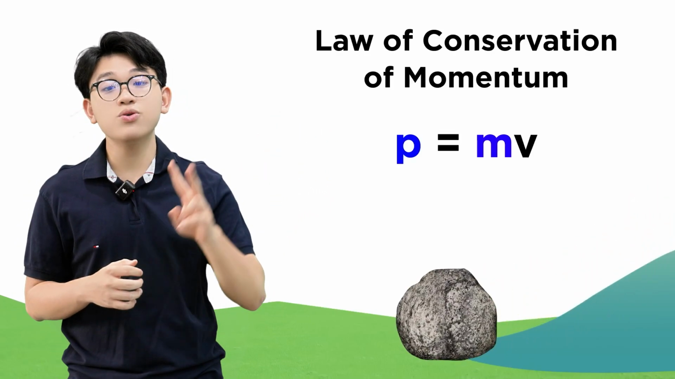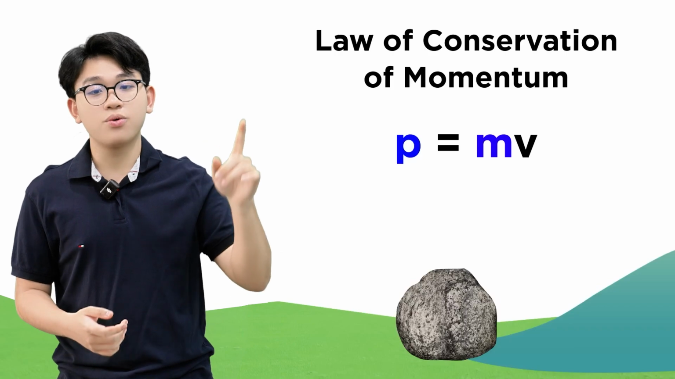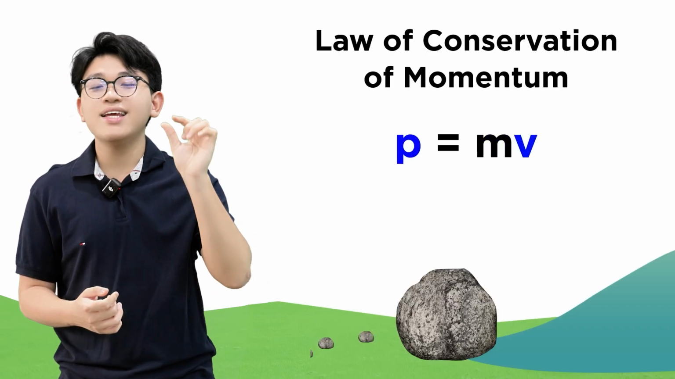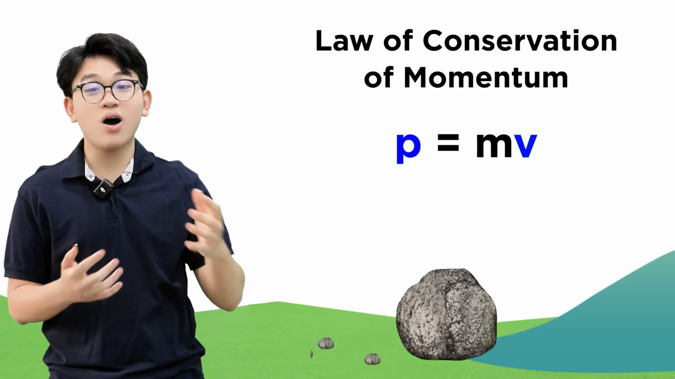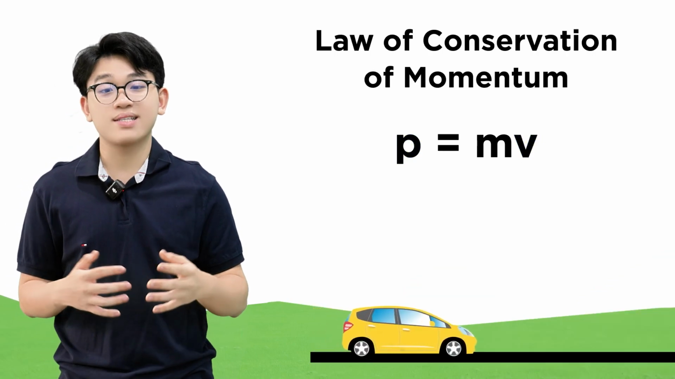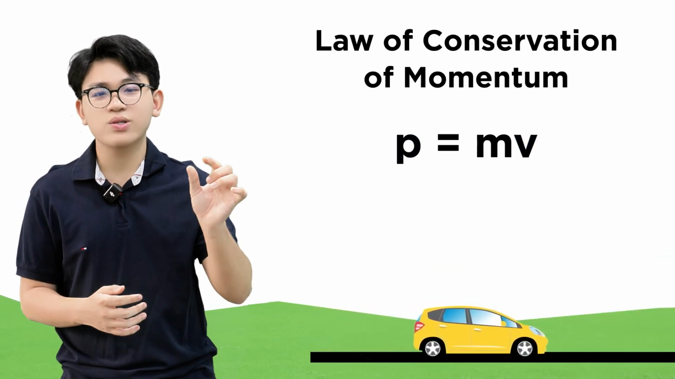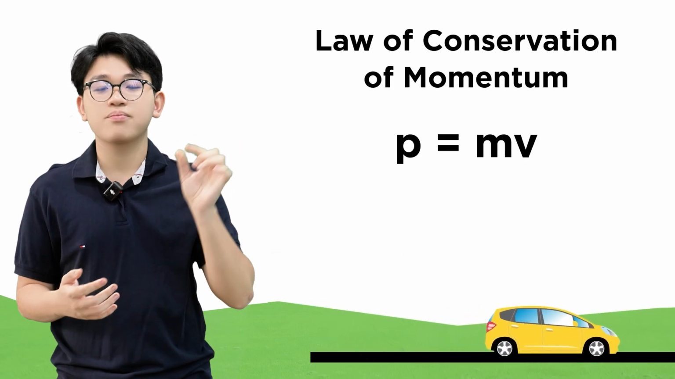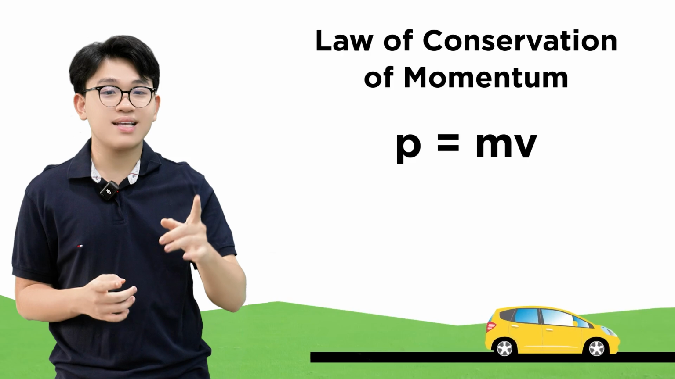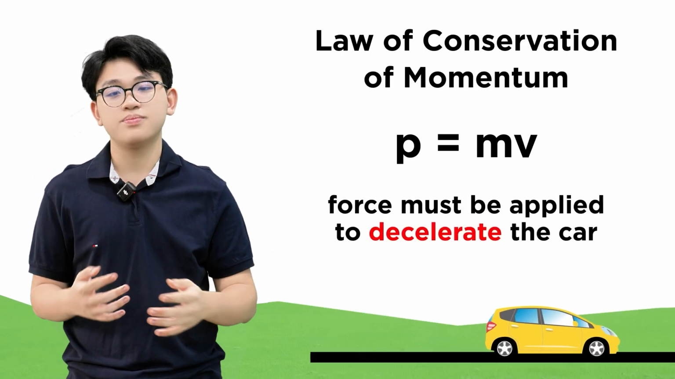Now, think of two objects, a boulder rolling downhill and a tiny hailstone falling from the sky. The boulder has a lot of momentum because of its large mass, while the hailstone might have momentum because of its high speed. Both factors, mass and velocity, play a role.